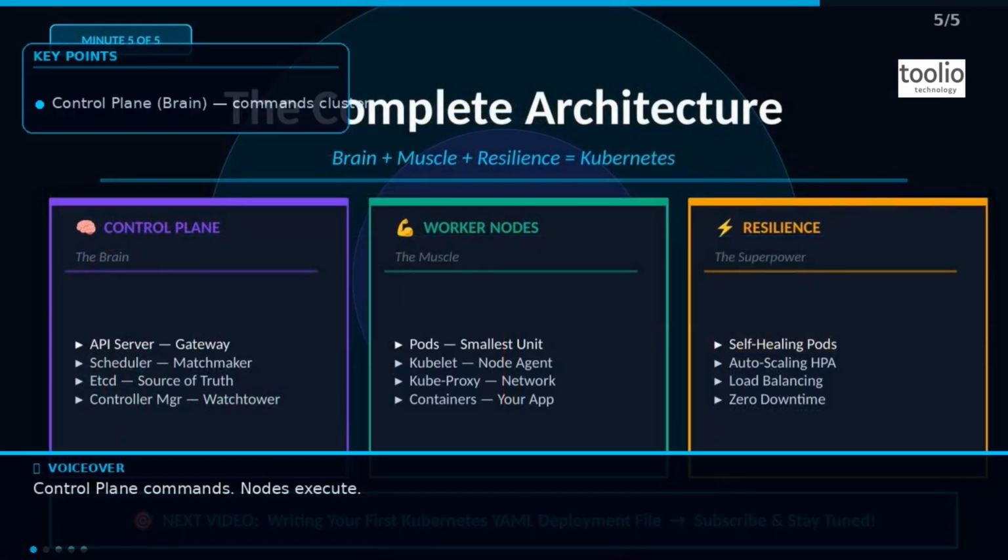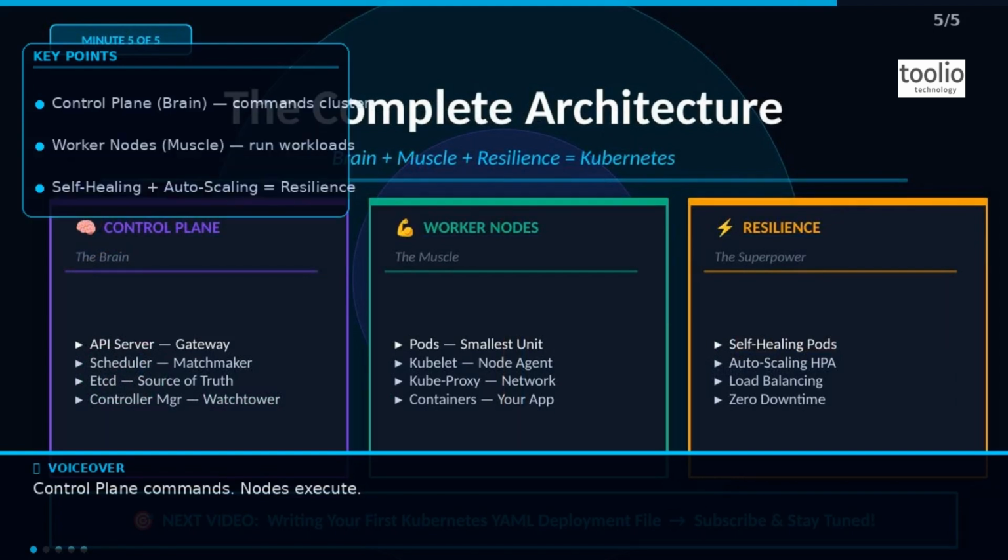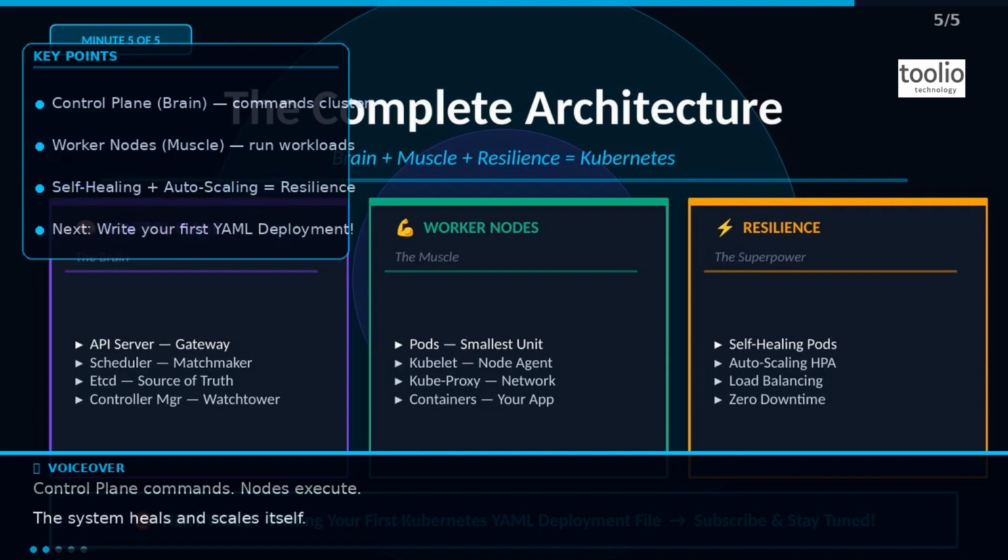Let us bring it all together. You now understand the full Kubernetes architecture. The control plane is the brain. It commands through the API server, schedules work intelligently, watches over state with the controller manager, and stores everything in etcd. The worker nodes are the muscle. Your applications run inside pods, managed by kubelets, connected by kube-proxy. And the whole system is resilient. Self-healing when things go wrong. Autoscaling when demand grows. This is why Kubernetes powers some of the largest applications on the internet today.